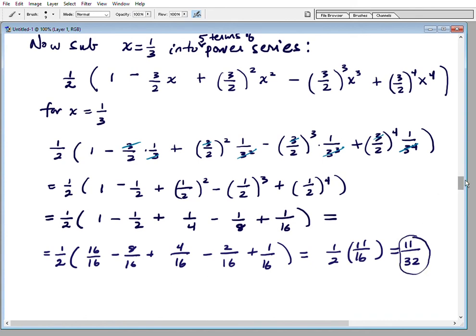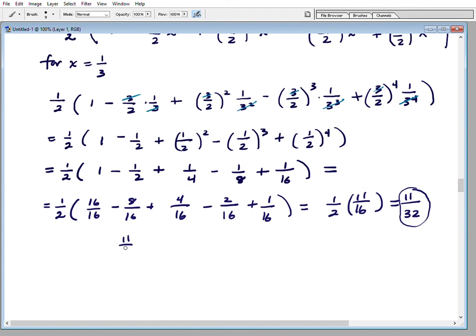All right, so I think you'll agree that 11 over 32 is close to 10 over 30, which is equal to 1/3. So it looks like a pretty close approximation. That's just to convince yourself that this works.